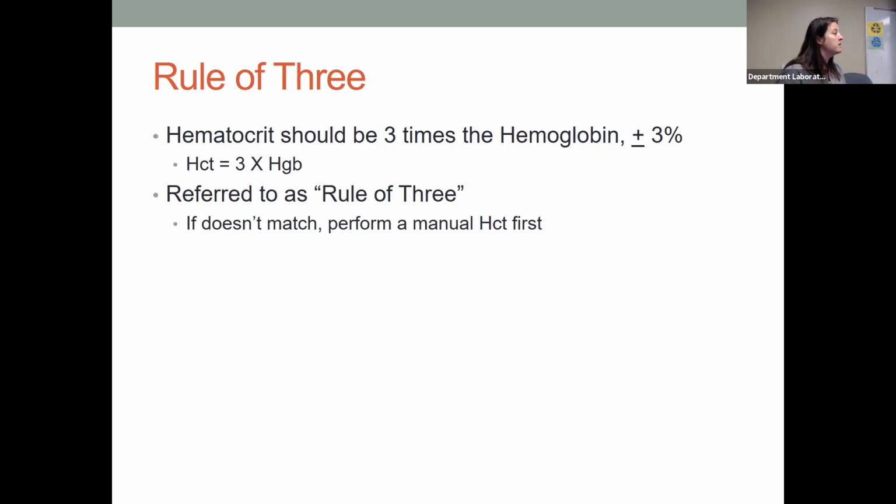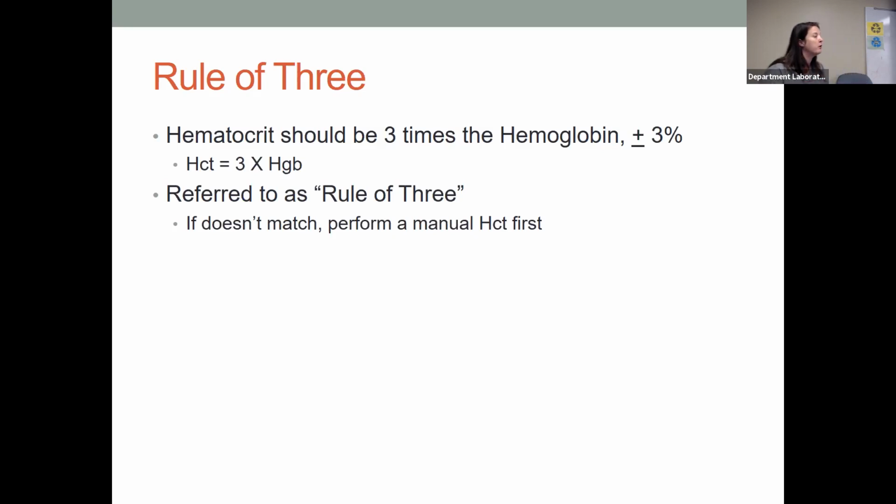If your rule of 3 does not apply, if you do not meet that rule of 3, let's say your hemoglobin is 12, but your hematocrit is 40, all right? You cannot report out those values. It has to follow the rule of 3, okay? Does that make sense in everybody's head, okay?